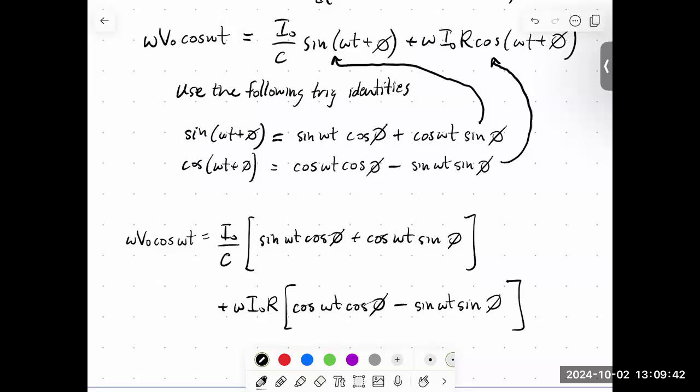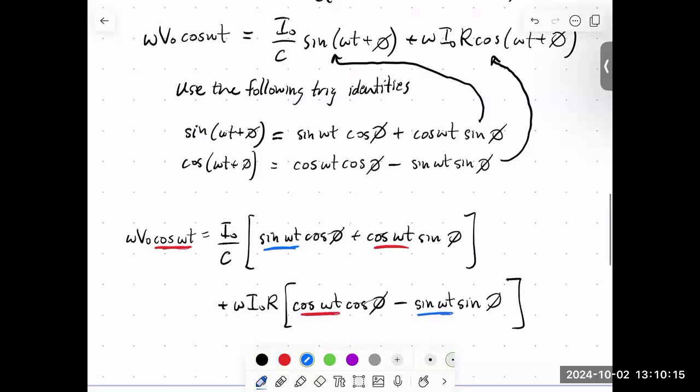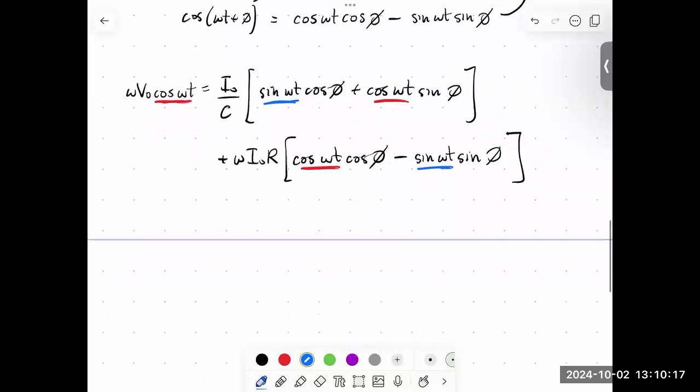All right, so we've got some terms now. We have 5 terms in this expression. 3 of them have cos omega t factors, and 2 of them have sine omega t factors. So we'll collect those common factors. Wherever we see cos omega t, we're going to bring those together, and wherever we see sine omega t, we're going to try to bring those together. All right, and so what do we get when we do that?